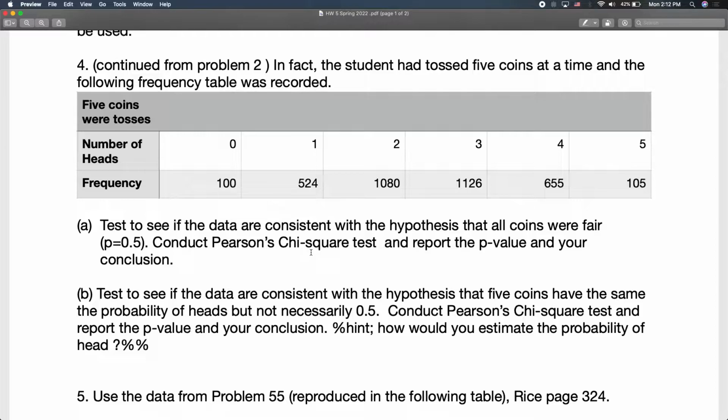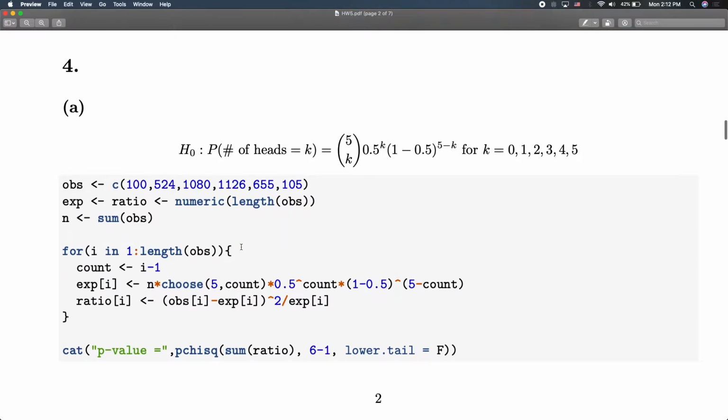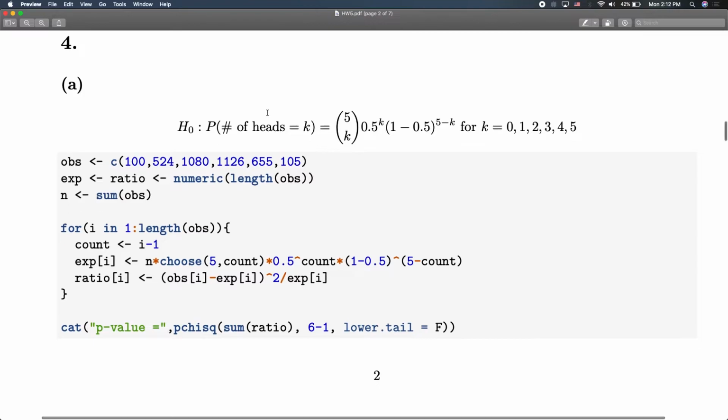So test if the data are consistent with the hypothesis that all coins were fair coins, so all of them should be 0.5. Use the Pearson chi-square test and report a p-value and conclusion. Okay, so our null hypothesis is going to be like this. Under the binomial distribution, we have 5 coins, and the probability of landing on heads is equal to the binomial probability of k, for k ranging from 0 to 5.